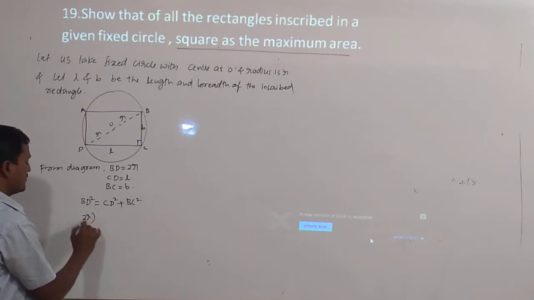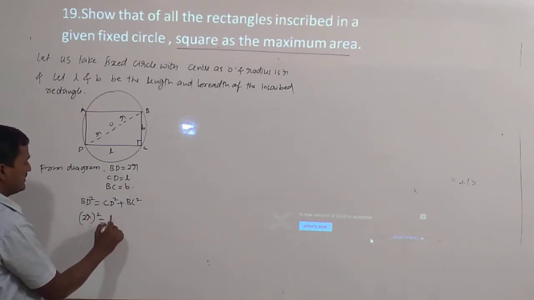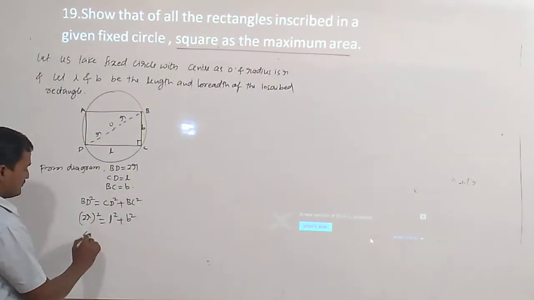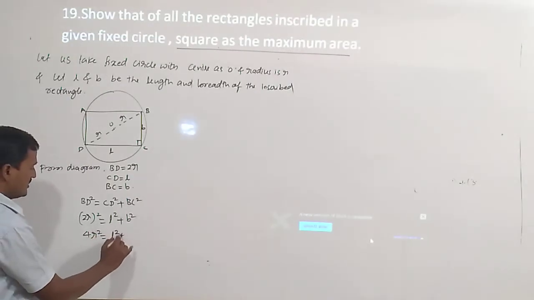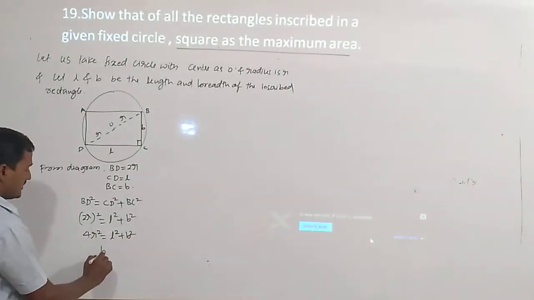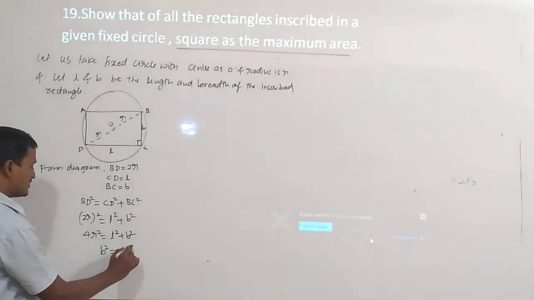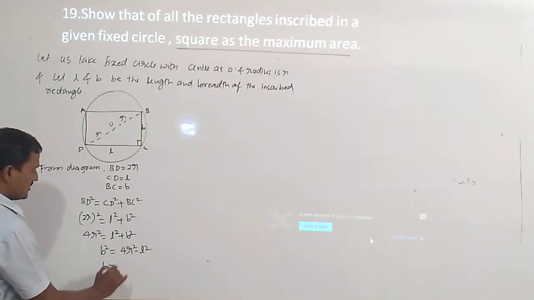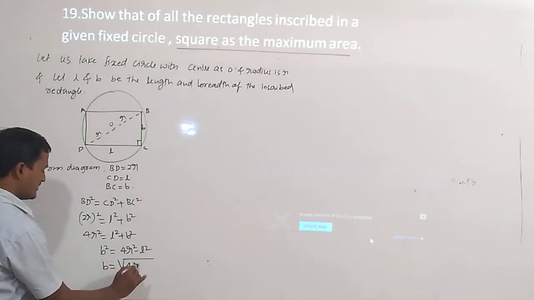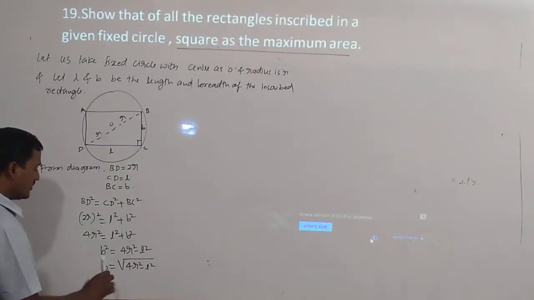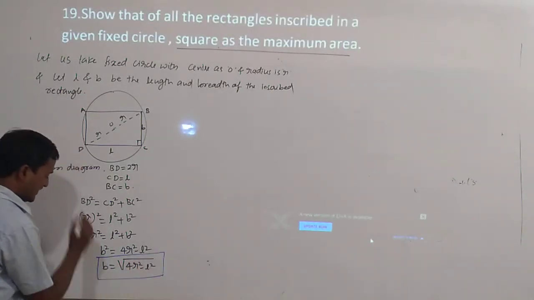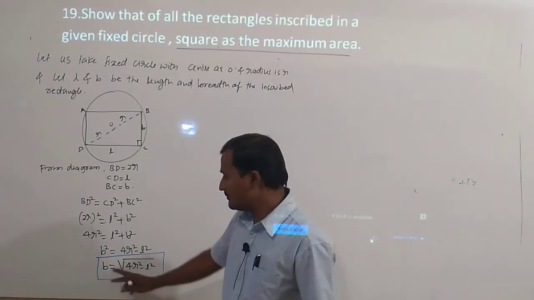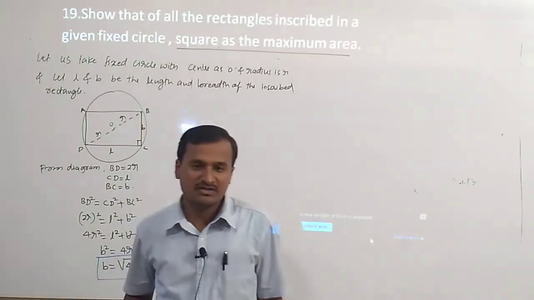What is the value of BD square? Here it is (2r) whole square. What is the value of CD square? L square. What is the value of BC square? That is equal to B square. So it becomes 4r square is equal to L square plus B square. Or we will write B square is equal to 4r square minus L square. Or simply B is equal to the square root of 4r square minus L square. So here we got the breadth: root of 4r square minus L square. I have taken only the positive root because length and breadth are always positive.